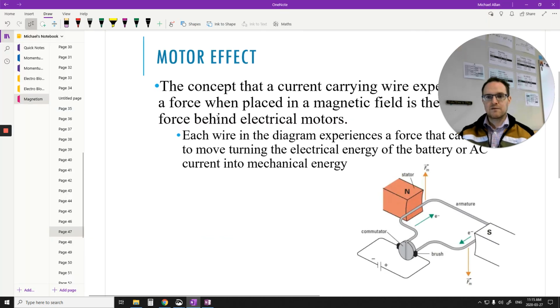So we're going to talk about the motor effect and how I create, from kinetic energy, useful electrical energy that I can transmit around as well. So we're going to talk about the motor effect and the electric or generator effect in the next video. I'll see you then.